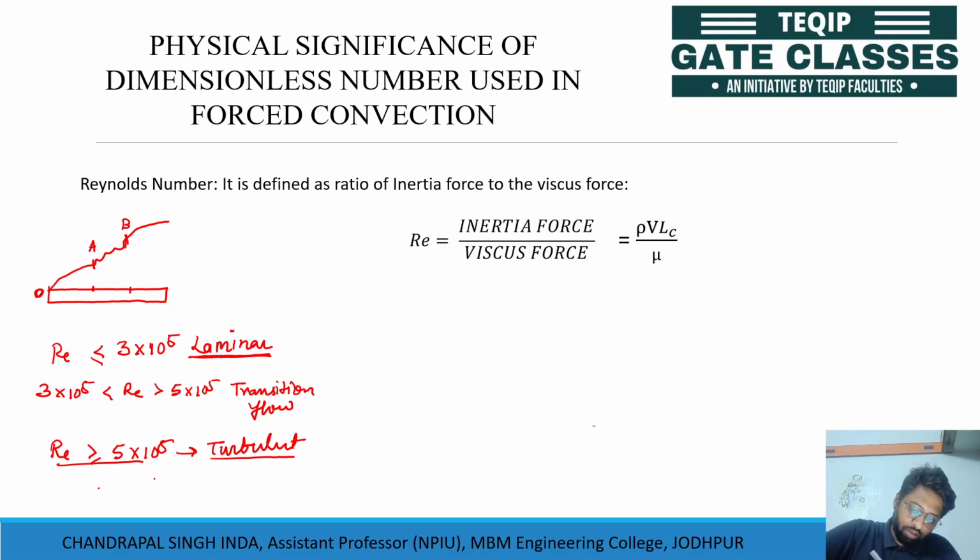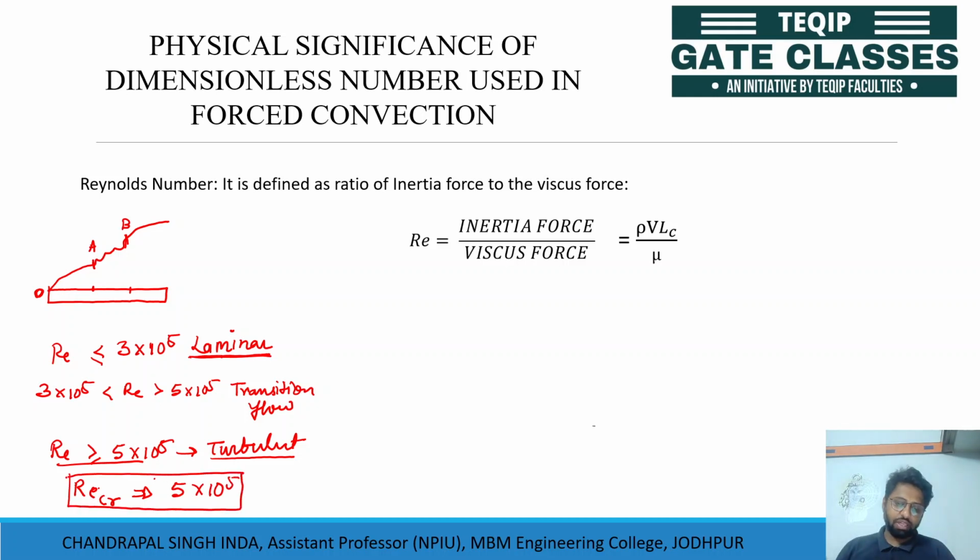Now we have one more value of the Reynolds number, the critical value of the Reynolds number for external flow over a flat plate. The critical value is 5 into 10 to the power 5. The critical value represents the value of the Reynolds number up to which we can treat the flow as laminar, as we do not have empirical relations for transition flow. So up to a Reynolds number of 5 into 10 to the power 5, the flow will be treated as laminar flow.